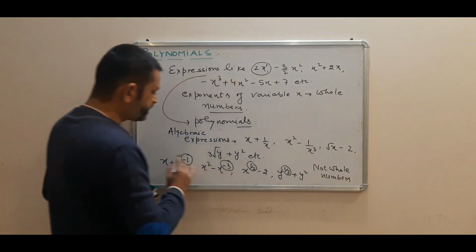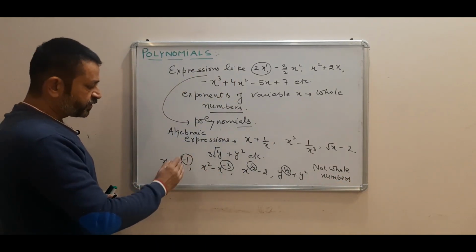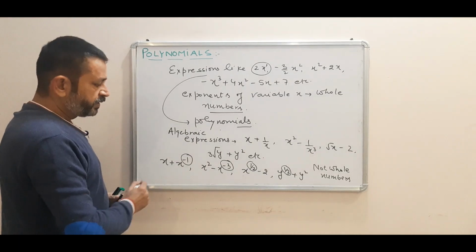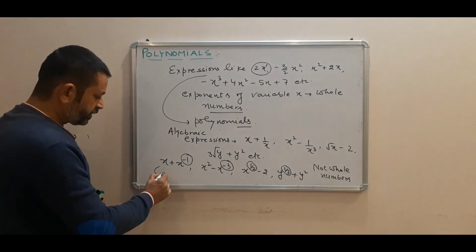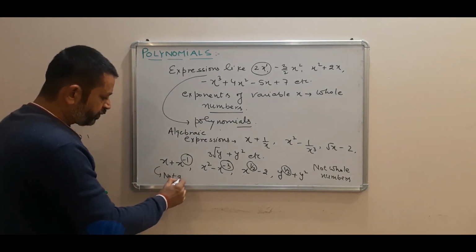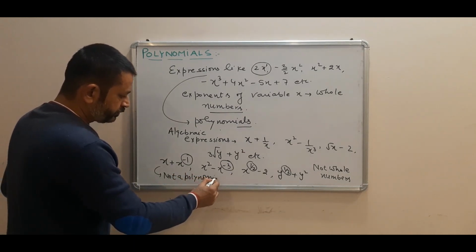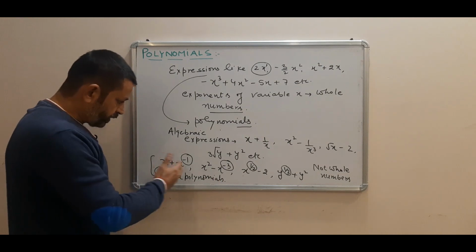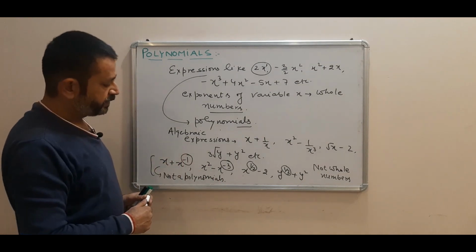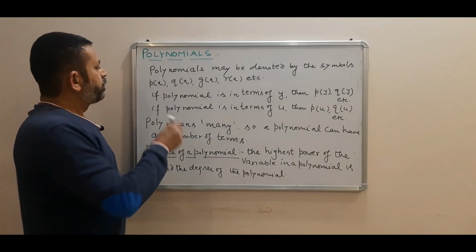So when in the algebraic expressions the exponents are not whole numbers, these are not polynomials. So all these algebraic expressions are not polynomials.